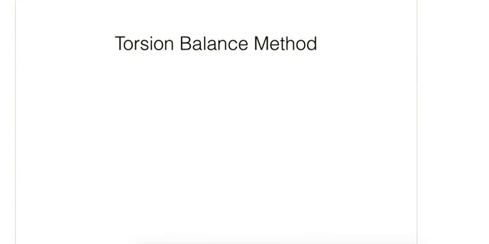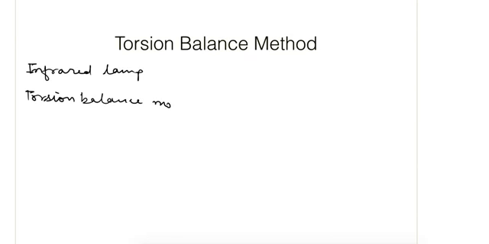Next is the torsion balance method. In this method, two things are necessary. First is an infrared lamp to heat up the sample, and next is the torsion balance moisture meter. So how does this method work?